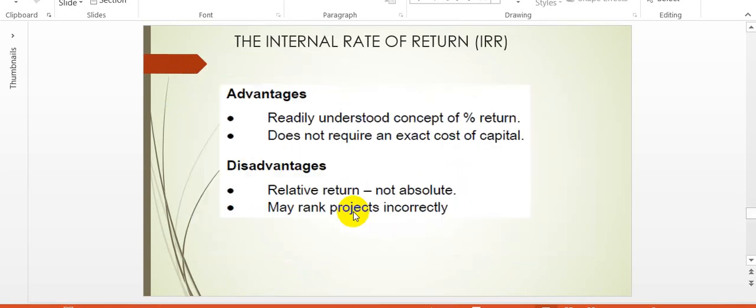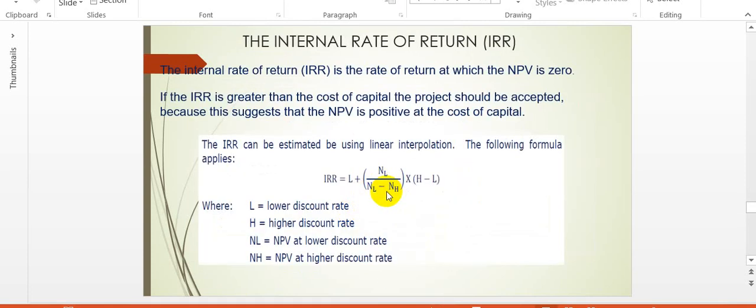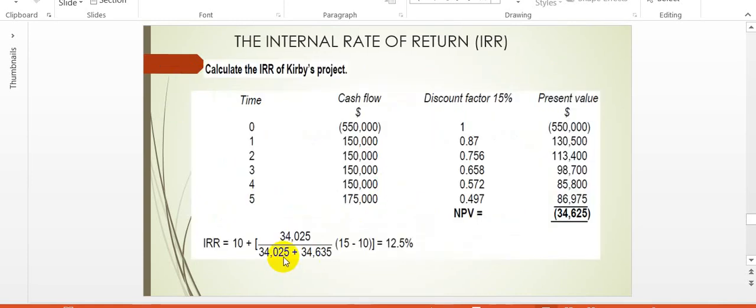Remember the formula, it's a negative here, so negative and negative becomes positive. So that's how that changes to a positive, because the negative and the minus becomes positive. So the IRR is 12.5%. Since 12.5% is higher than the initial 10% cost of capital that we were given in the question, then we'll accept this project.